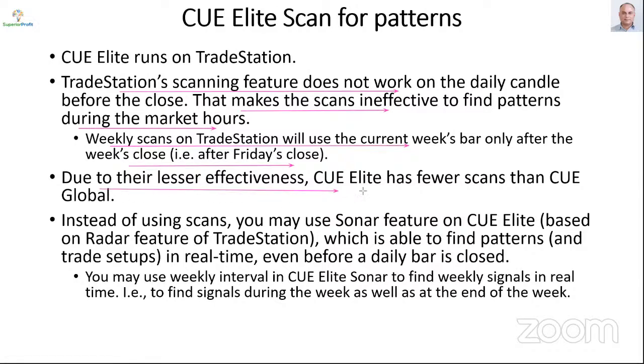Due to their lesser effectiveness, Q Elite has fewer scans than Q Global. Instead of using scans, you may use the Sonar feature on Q Elite, based on Radar on TradeStation, which is able to find patterns and trade setups in 100% real time, even before a daily or weekly bar is closed. You may use the weekly interval in Q Elite Sonar to find weekly signals in real time, that is to find signals during the week as well as at the end of the week. That is why Q Global has many more scans than Q Elite. In Q Elite, we use Q Sonar instead.